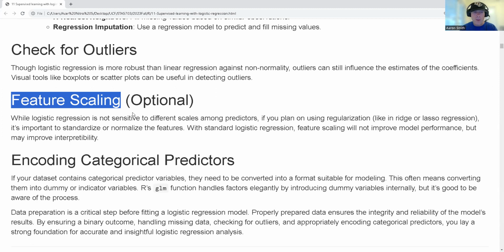Now, it's going to work out that in logistic regression and in multiple linear regression, feature scaling will not improve model performance. It will improve model performance in things like k-nearest neighbors and support vector machines, but not with logistic regression. So this is optional. I like to do it when I'm doing my first run at model exploration before I decide on the model structure, but you could skip over it. It wouldn't be a problem.